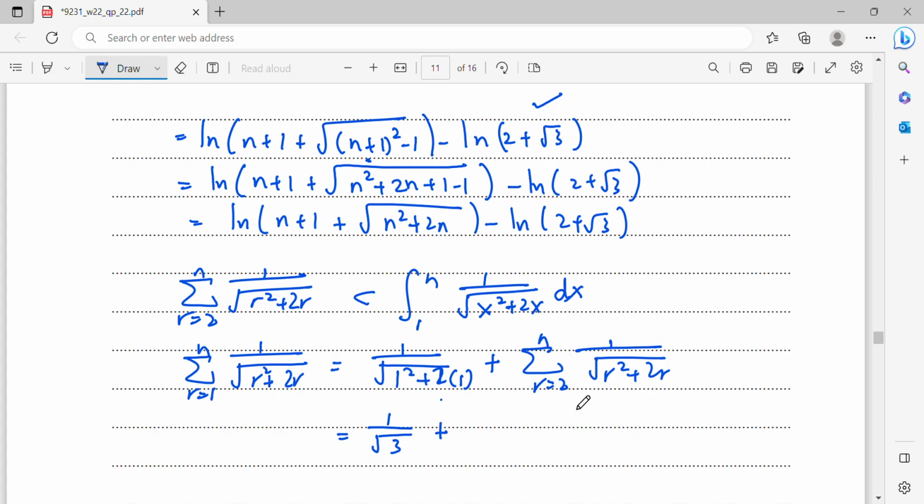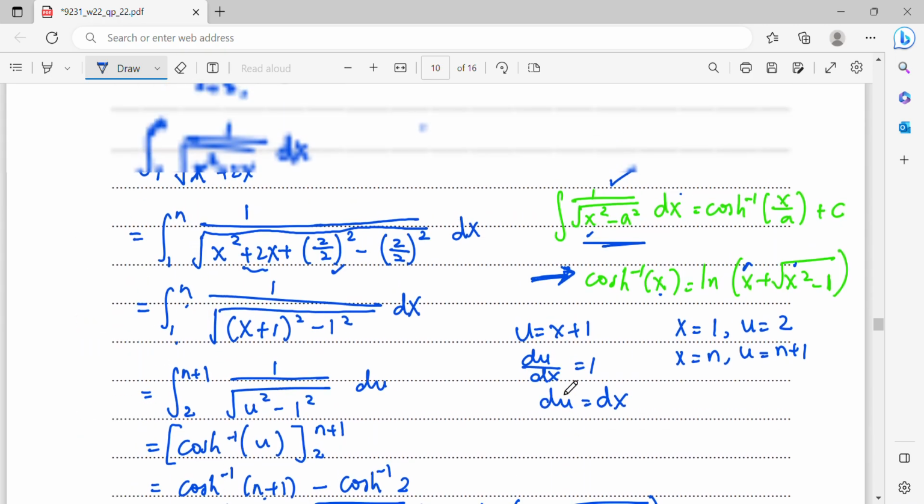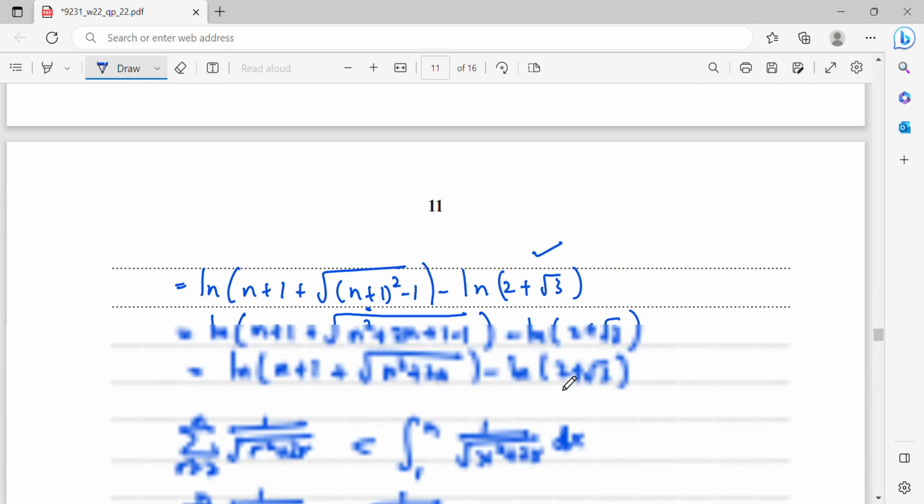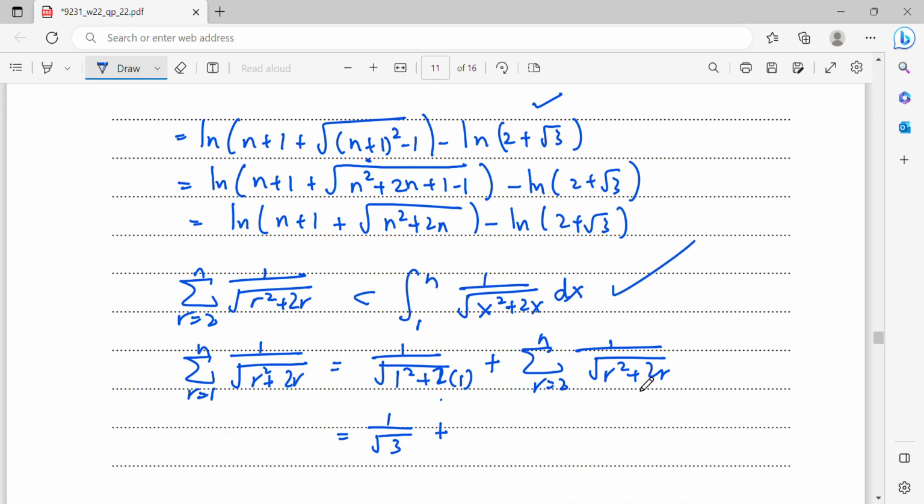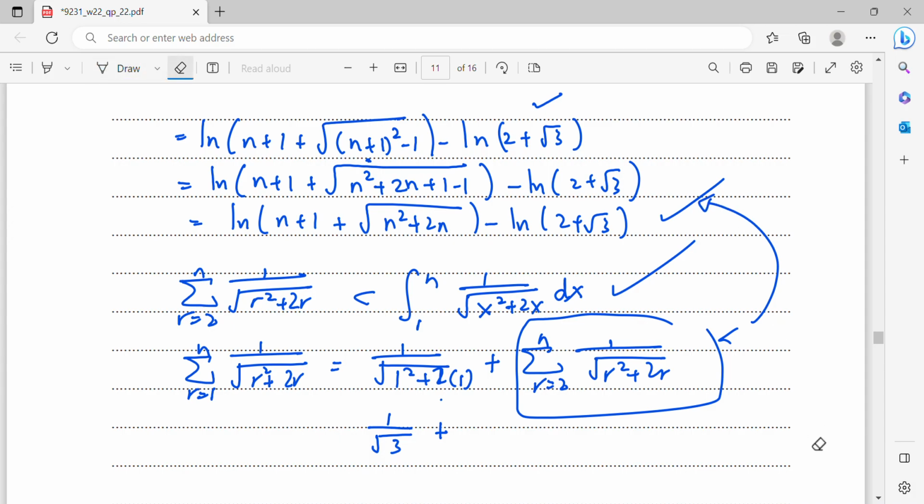We know that this summation is less than the integration, which means it's less than this. So when this term is less than the integration, here I cannot write the equal sign anymore. I should write less than. Okay, and then this whole thing is less than the integration. Therefore, you have to rewrite the other two terms.